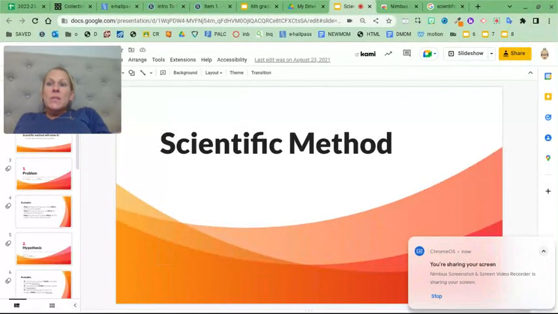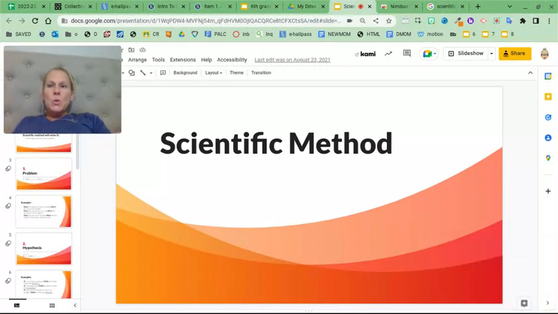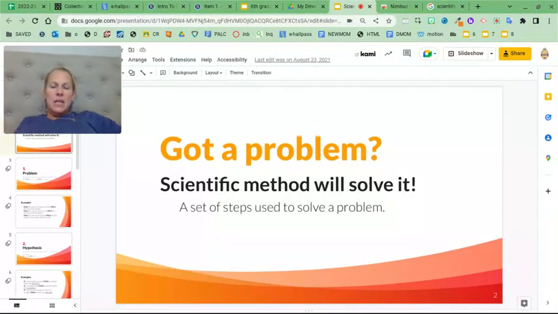Hi. So the scientific method is a procedure, or steps used to solve scientific problems and collect data and observations. So moving right along, first, in order to start these steps, you have to actually have a problem that you want to solve. So we use these steps to solve different problems.